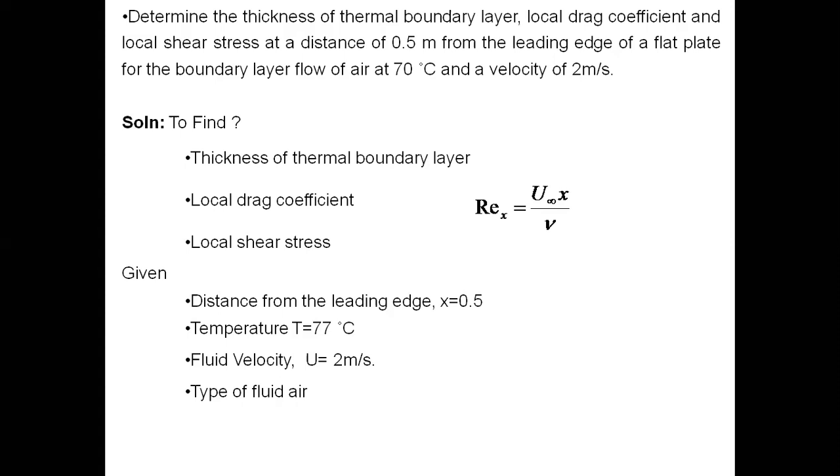So before doing any calculation in convection, first find out the Reynolds number, because you should ascertain whether the flow is laminar or turbulent. That is a must. That's the precondition. So the Reynolds number equation is Rex is equal to U infinity into x divided by nu. Nu is the kinematic viscosity. U is given, x is given. The only thing is nu I have to find. Nu I have to read from the data handbook.